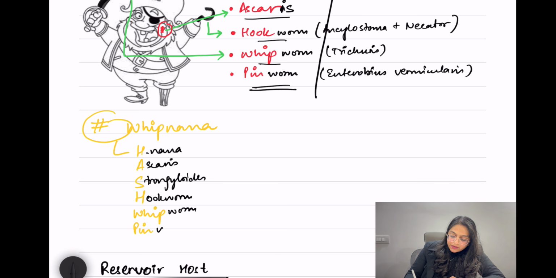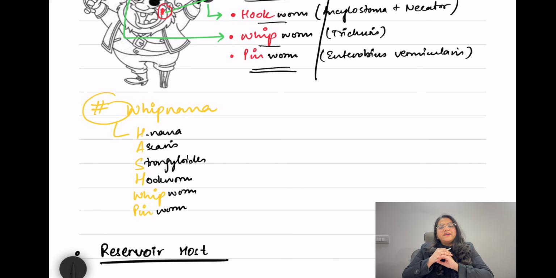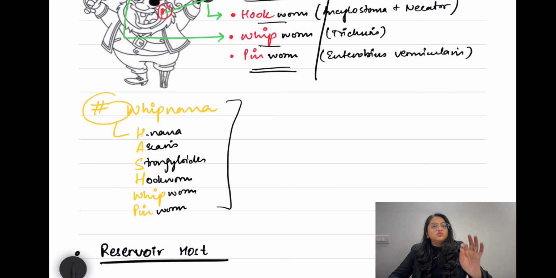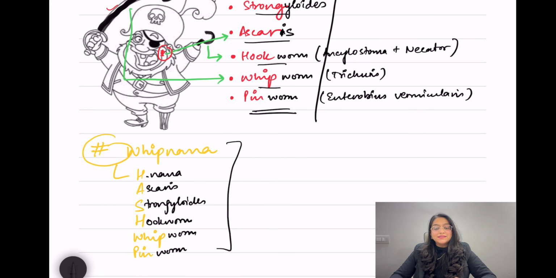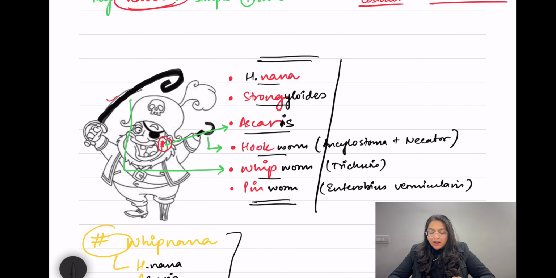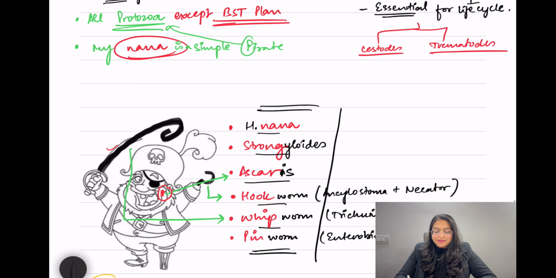Whipworm. And pinworm. Whatever helps you remember, you can choose the mnemonic. Okay. So this is the simple or direct life cycle. How to not get confused? Nana is a simple pirate. Right?